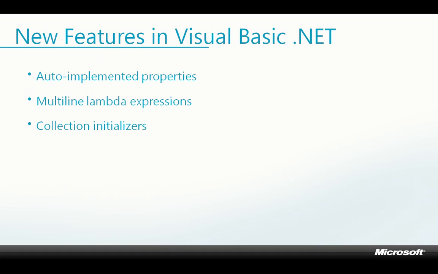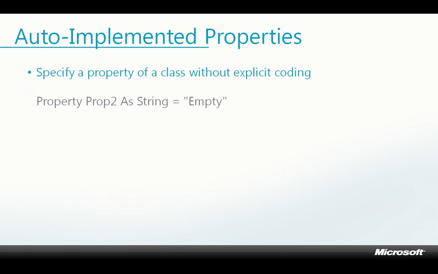And now let's see what's new in Visual Basic. There's auto-implemented properties, multiline lambdas, and collection initializers. Auto-implemented properties let you just specify a property of a class. You don't have to explicitly code the get and the set. The compiler automatically creates a private field for the property and a get and a set for it.